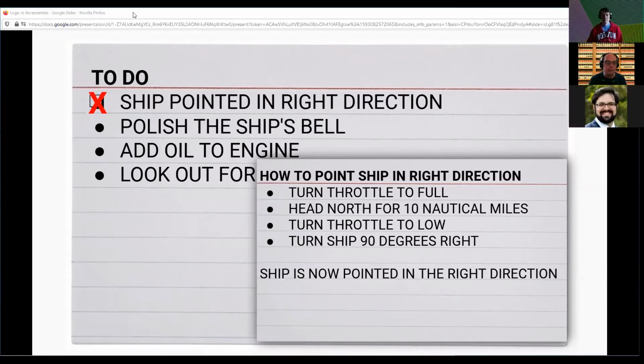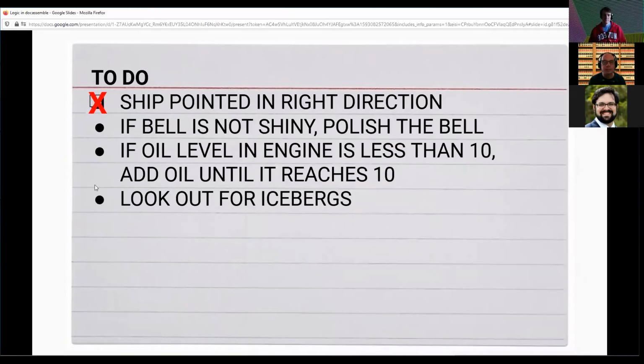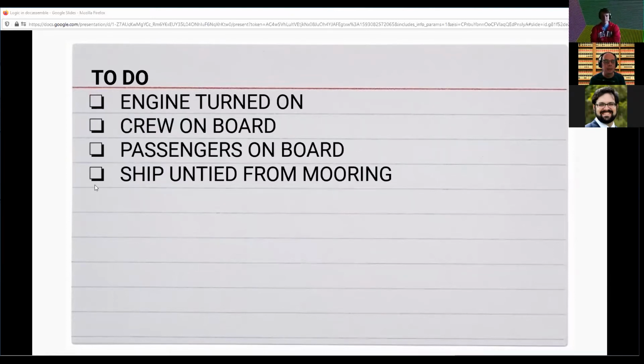because the card still says polish the ship's bell and then add oil to the engine. You don't want the ship's bell to be needlessly polished, and you don't want to keep adding oil to the engine until you flood it or something. So a better way to write the card would be to have some conditional statements. If the bell is not shiny, then polish it. If the oil level is less than a certain amount, then add more until it reaches the correct amount. So that will solve the idempotency problem there.